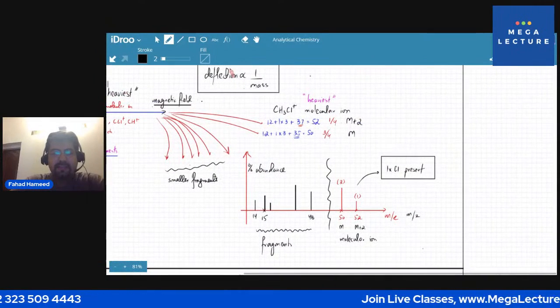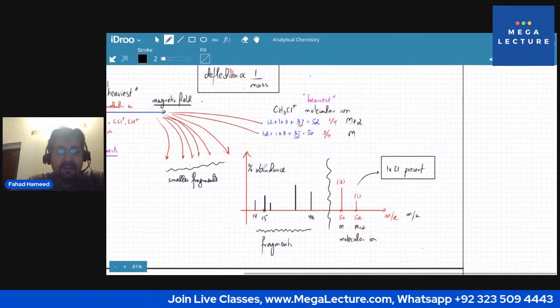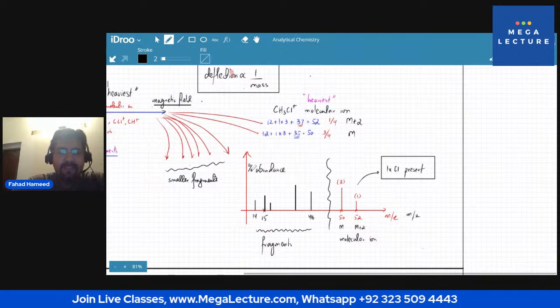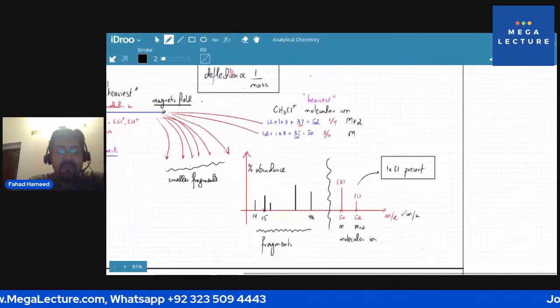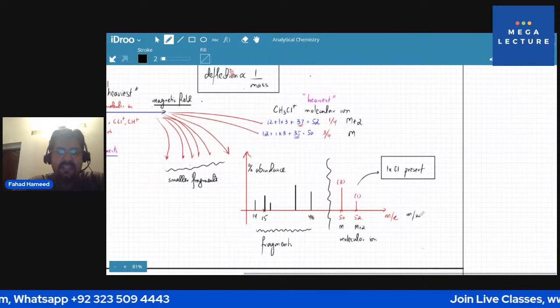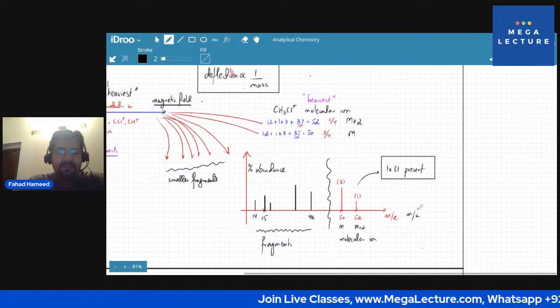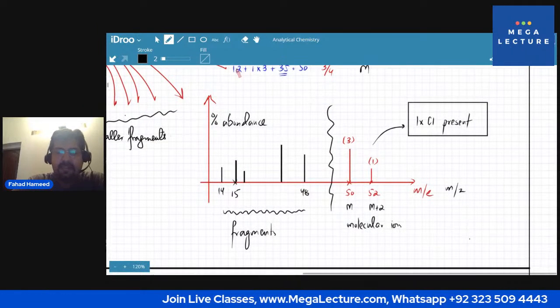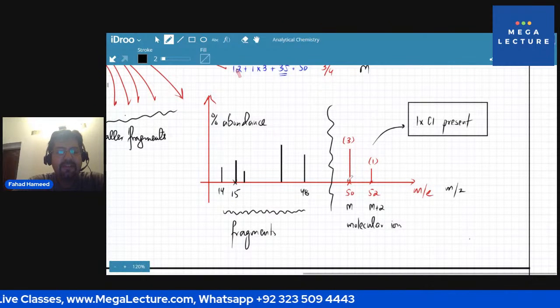It's going to look like this. This is going to be the abundance of the particles, or the proportion of particles, the number of particles that you're getting. So you'll be having detections. This axis is mass, m over e or m over z, where e and z are basically charges, which is +1. So basically, this axis over here is mass. So you have a detection at 50 and you have a detection at 52.